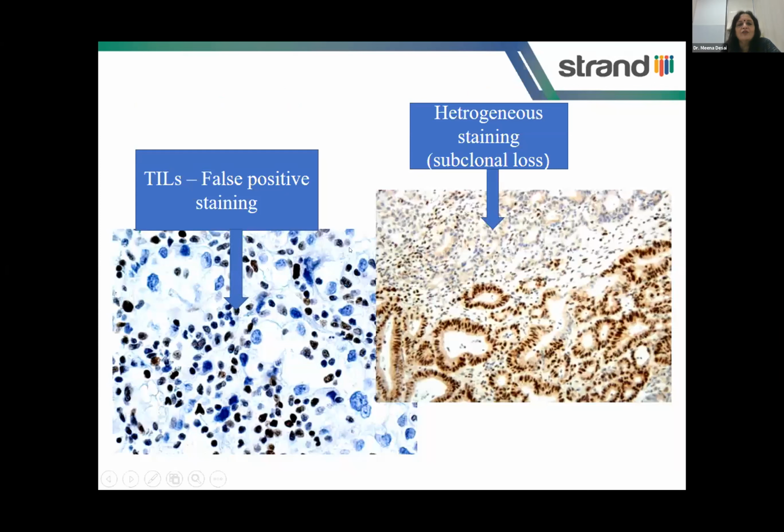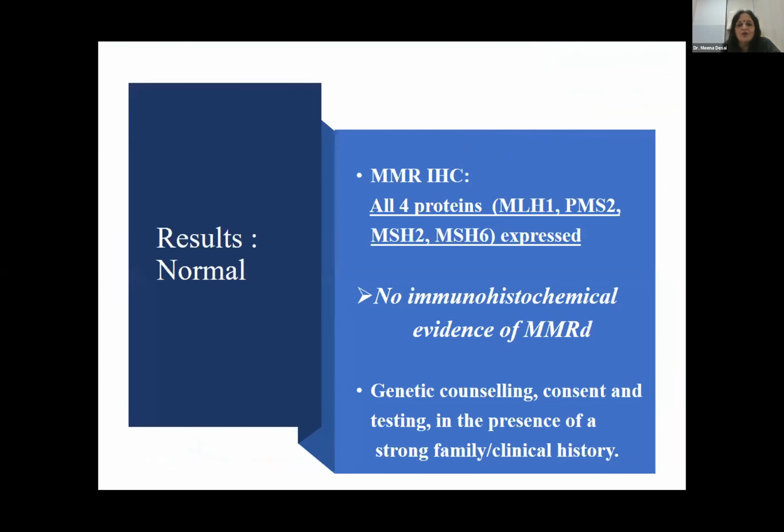So here you have a false positive. Actually, this staining is retained in the lymphocytes, not in the tumor cells, but it can be given as negative for MSI. And here is a heterogeneous staining, which also can create a lot of confusion. So these are the various types of results which you might get.